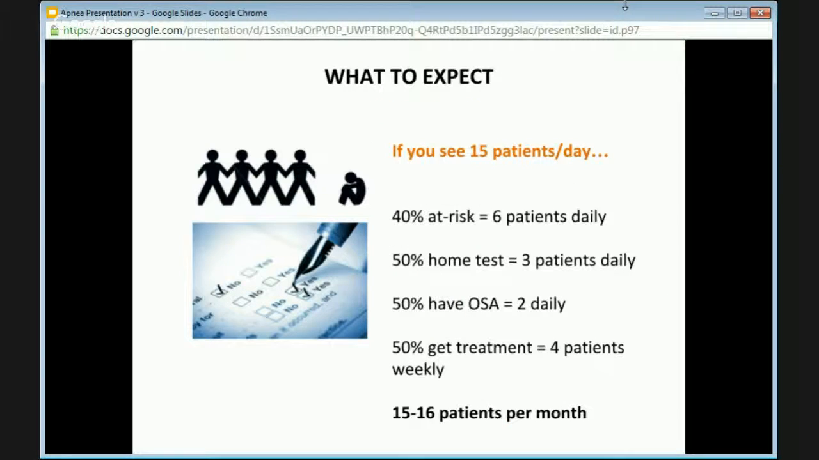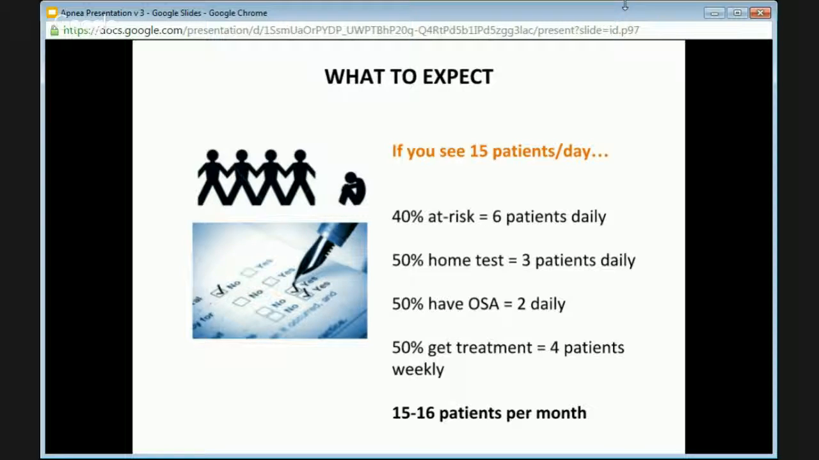Track everything. Track everything. All right, now let's talk about what you can expect patients that you should be able to treat in your practice. If you see 15 patients a day, 40% of them, actually the number is 80%. 80% of them will be at risk, but 40% of them we're going to count as at risk. That's 6 patients every day that you could test.